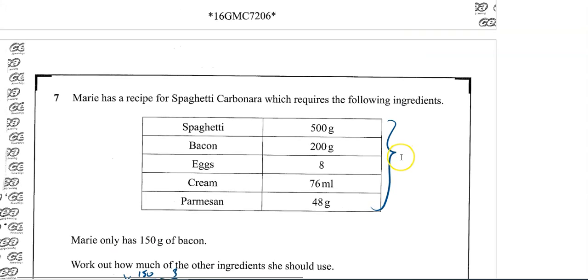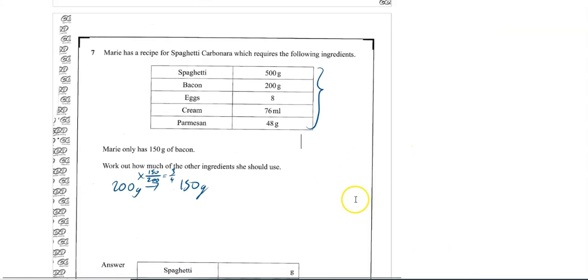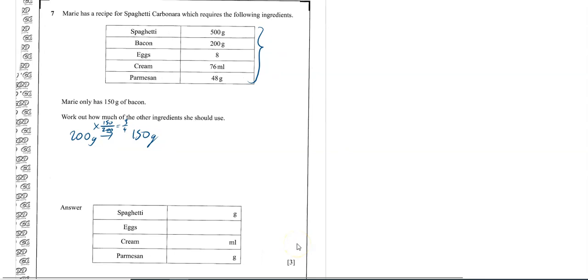So we can do it here. Zoom out so we can see this. For the spaghetti, my working out is going to be 500 times 3/4, and we'll say 0.75 on the calculator is the easiest way to do it. That's going to be 375. Next one is 8 times 0.75 is 6. Next one is 76 times 0.75, and that's going to be 57, and the last one is 48 times 0.75, which is going to be 36.